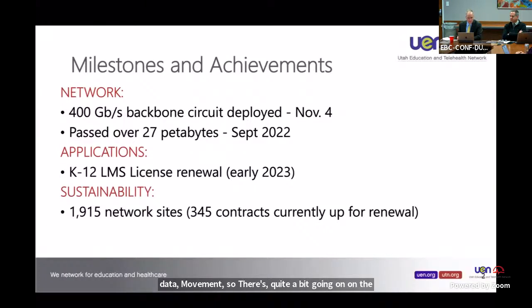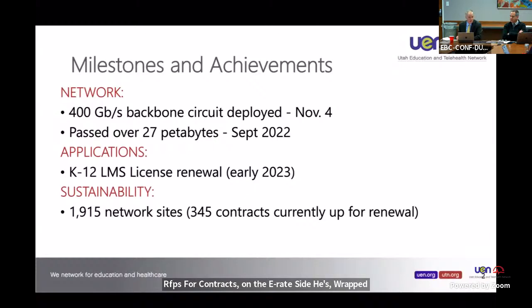We also are in the middle of a renewal for the learning management system license, which is currently Canvas for K-12. That's a very big contract that should wrap up early 2023. Is that right, Laura? So on the sustainability side, Michael Shooping's group is in the middle of going through RFPs for contracts on the E-rate side. He's wrapped up those on the telehealth side.